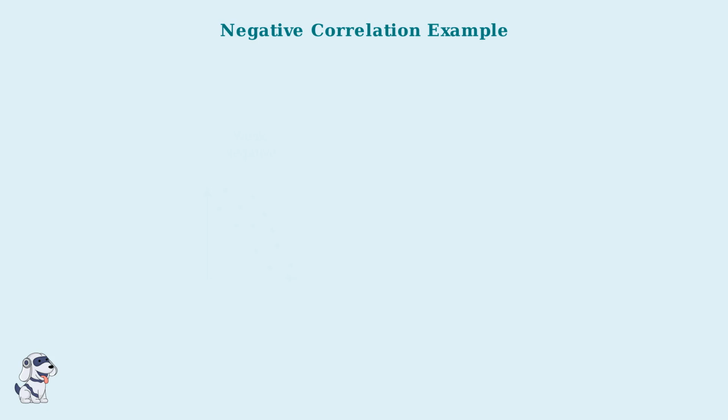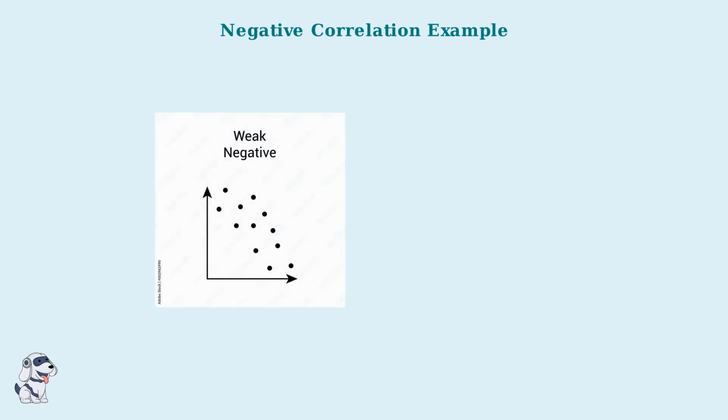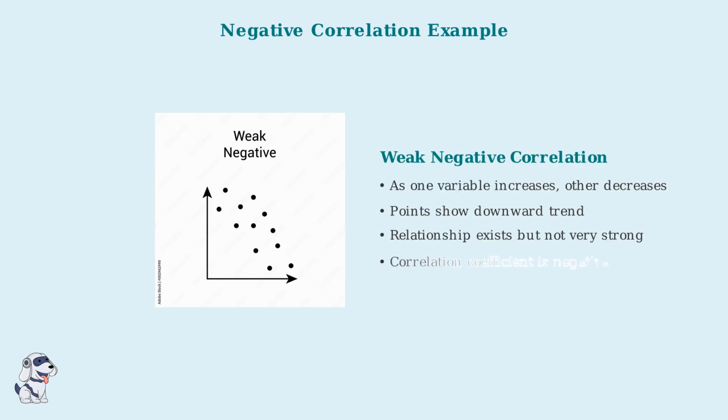This scatter plot demonstrates a weak negative correlation. As one variable increases, the other tends to decrease, creating a downward trend in the data points. While the relationship exists, it's not very strong, as evidenced by the scattered nature of the points around the general downward trend. The correlation coefficient would be negative, but close to 0.